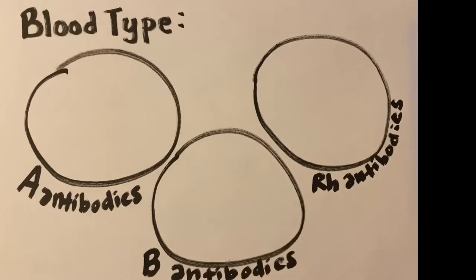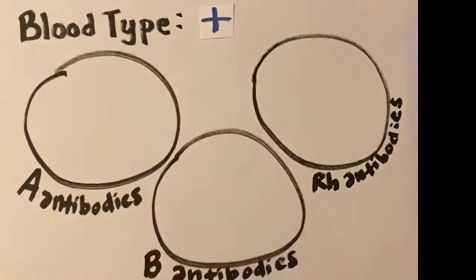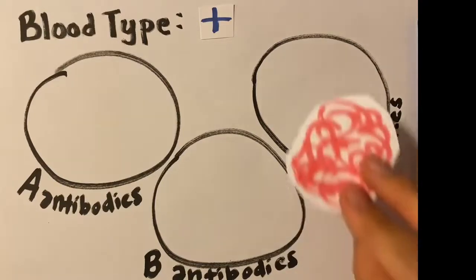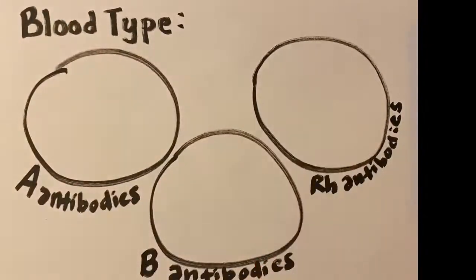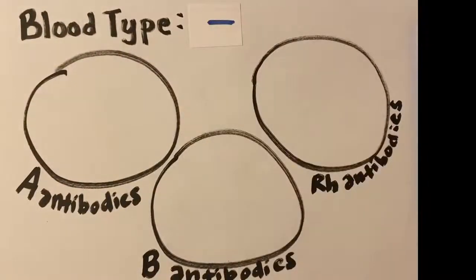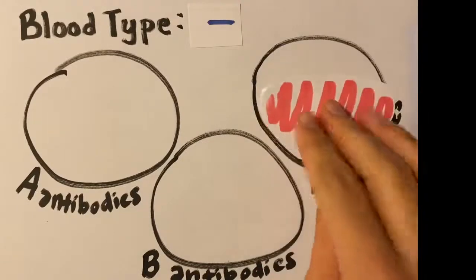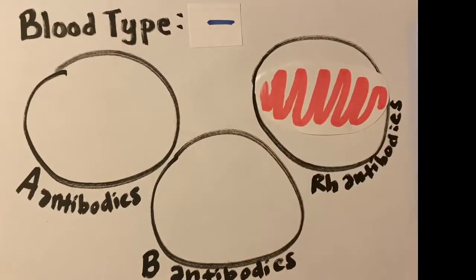The Rh factor is another antigen that is either present or not present on your blood cells. The presence of Rh factor we deem positive, and the lack of Rh factor we deem negative. If you mix Rh positive blood with antibodies for Rh, they will react and the blood will clump together. If you mix Rh negative blood with antibodies for Rh, they will not react. The blood will not clump together because the antigens are not present.